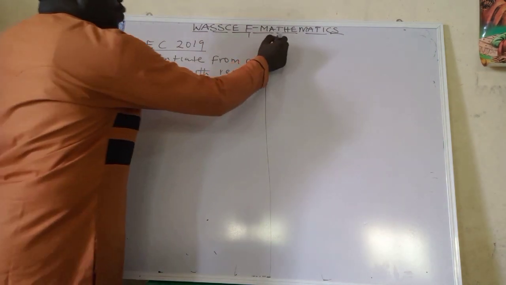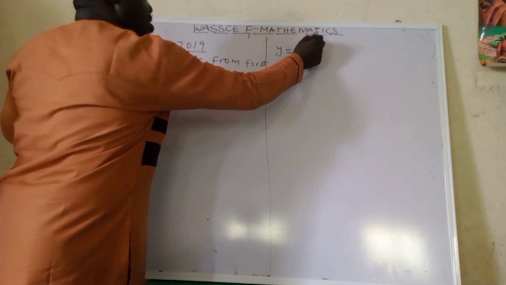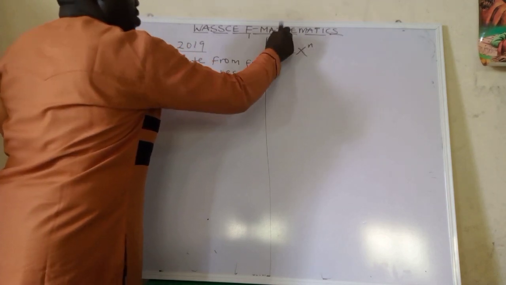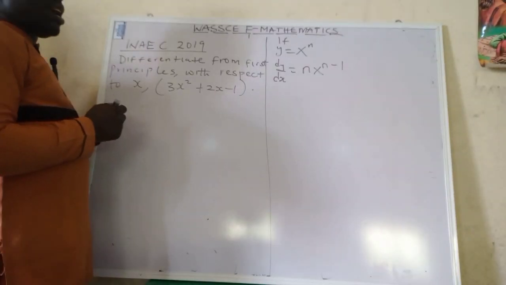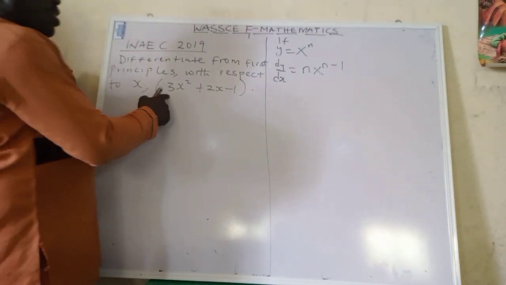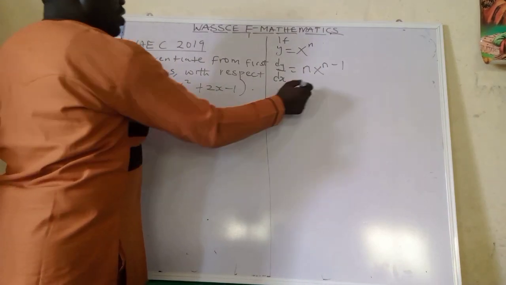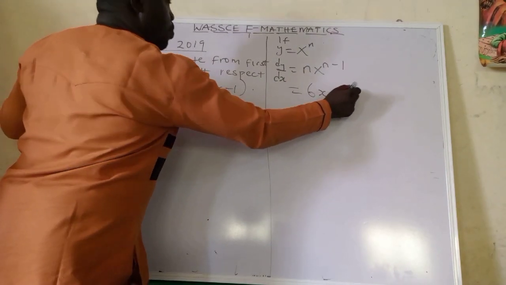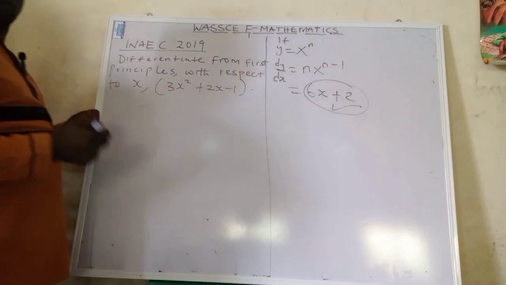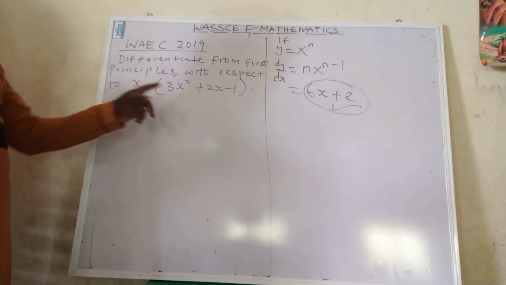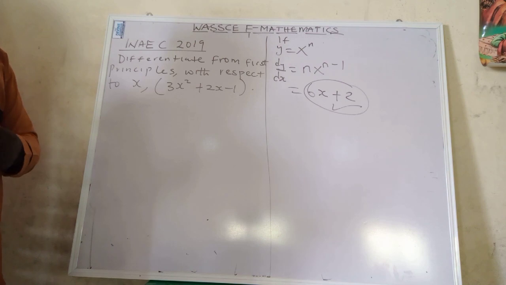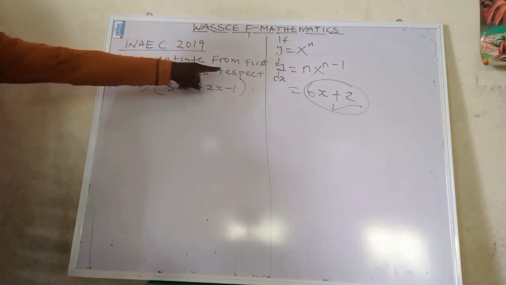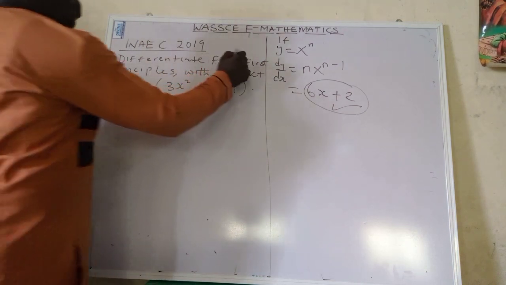So let's think of the general formula. We know that our general formula says that if we have y equals ax to the n, then dy/dx is n a x to the n minus 1. If we are to use the general formula, this question will be very easy to solve. So we have 6x plus 2, and that would have been the answer. I would have just ended the whole thing. This is 2 times 3, that's 6x, and this is 2. And that would have been the answer. But we are not told to use the general formula. We are told to use first principle.